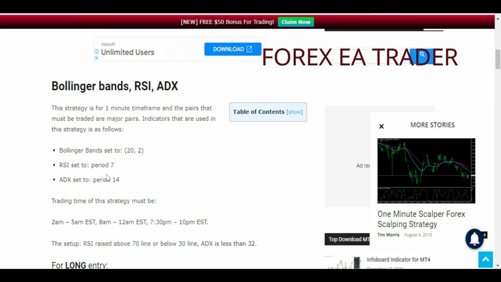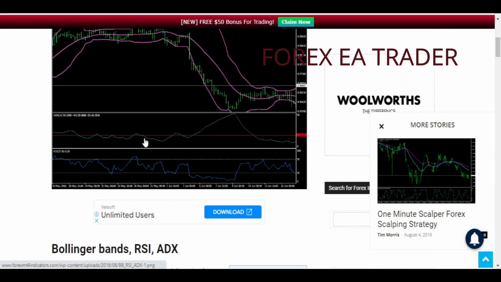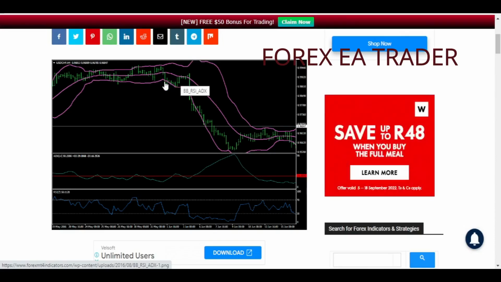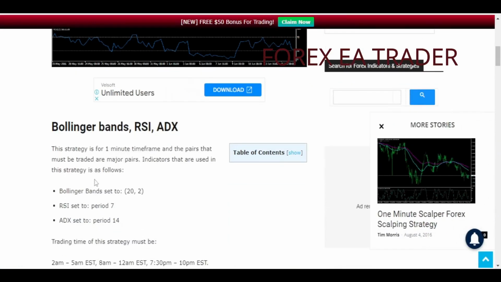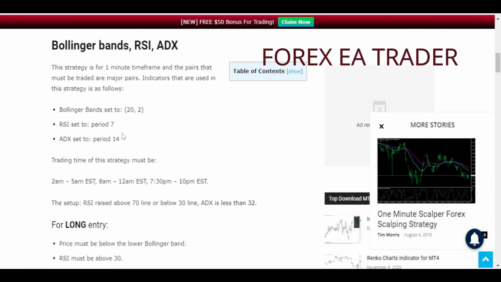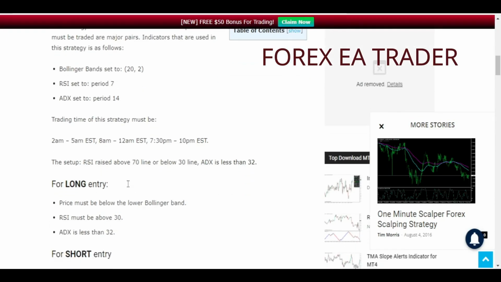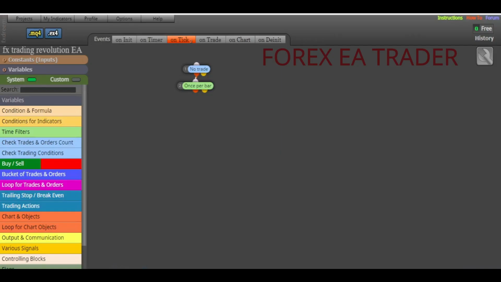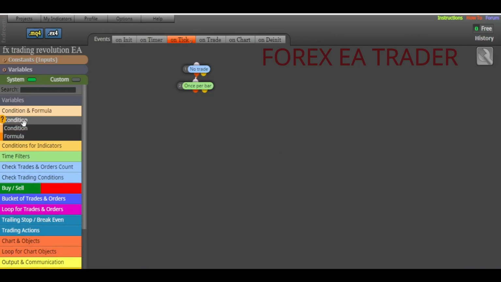So what do we need to set first? We can start with anything really, but let's start from the top. So we're going to set our conditions for the Bollinger Bands. Bollinger Bands needs to be set to 22. Then price must be below the lower Bollinger Band. Let's just go and get our conditions, and we are going to link it like that.